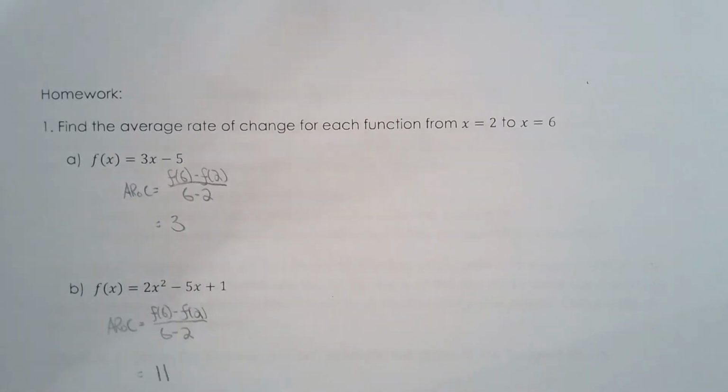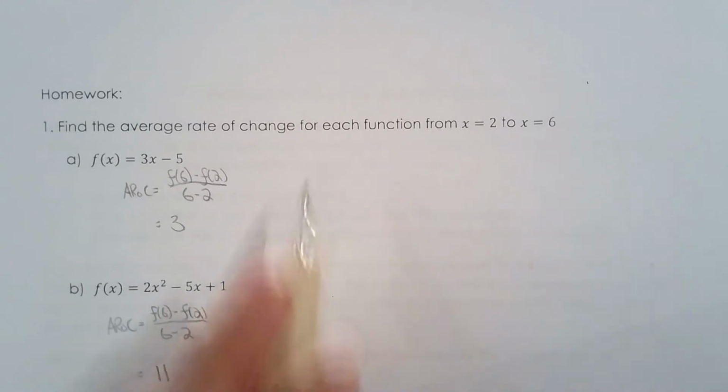But you know what? I would say all the students, or 99% of students I teach, are very good at average rate of change, okay? It's really just a slope calculation. So I gave you different functions and I asked you for the average rate of change from 2 to 6.